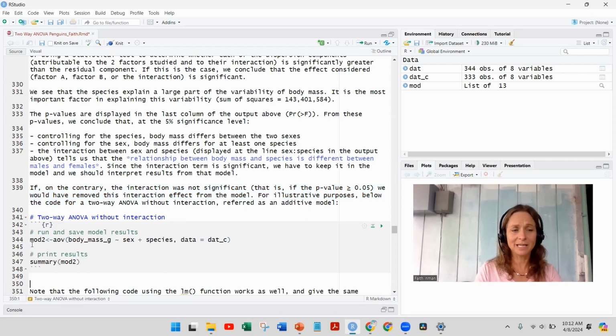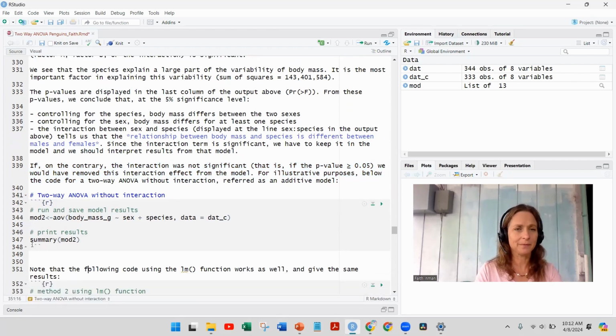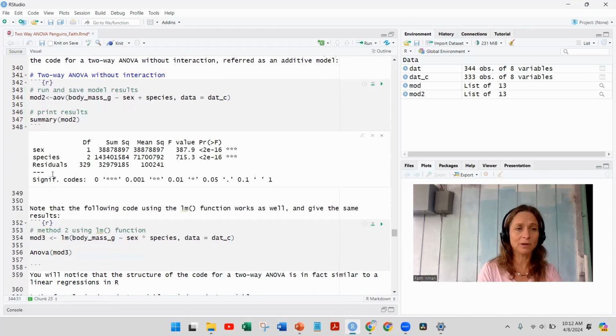And let's see what that looks like below. Run and save body mass results below. So if we run this here without the interaction, we can see that the results of our model without the interaction are actually pretty similar, but we don't have the interaction term in there, and we need to include it because it's significant. Note that the following code using the LM function works as well and gives the same result.